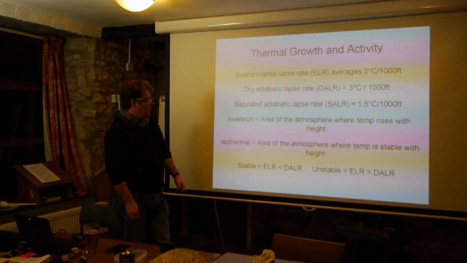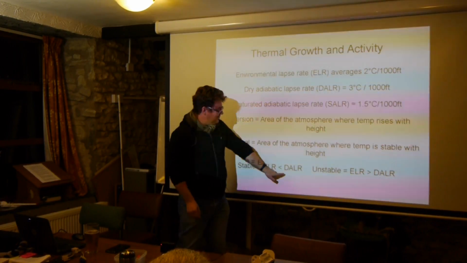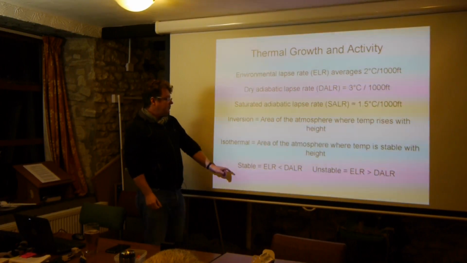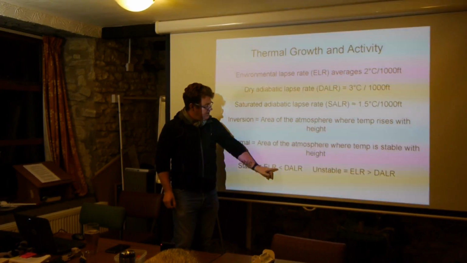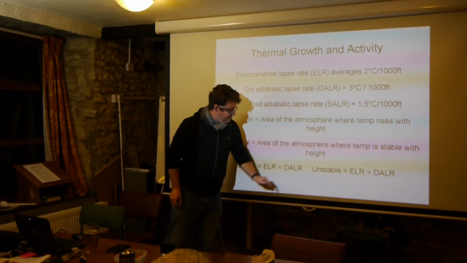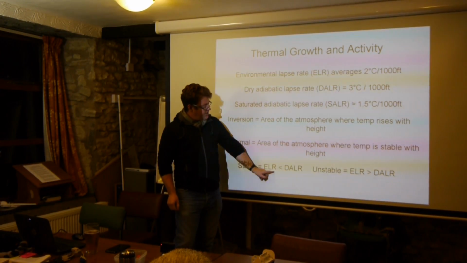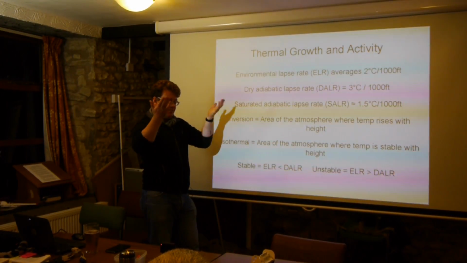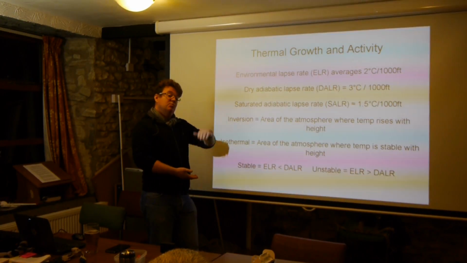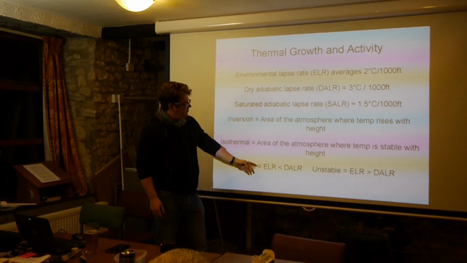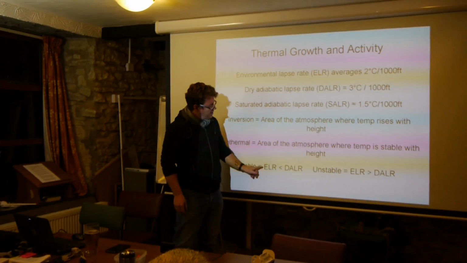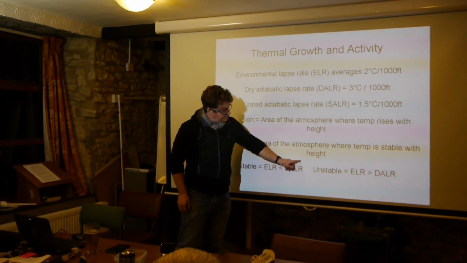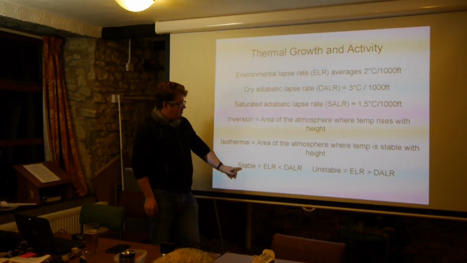And then we have these two terms, stable and unstable. And this is always where the fun starts, trying to work out how to explain these bits. So when the environmental lapse rate is lower than the dry adiabatic lapse rate, that basically means the rate at which the environment decreases in temperature as you move upwards is low, so that means warm air aloft. So if you have warmer air aloft, because the ELR is relatively small in comparison to the dry adiabatic lapse rate, then you have stable conditions.